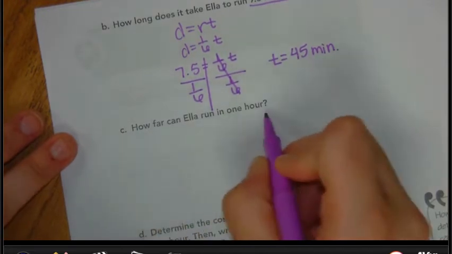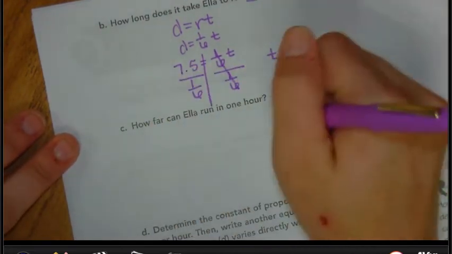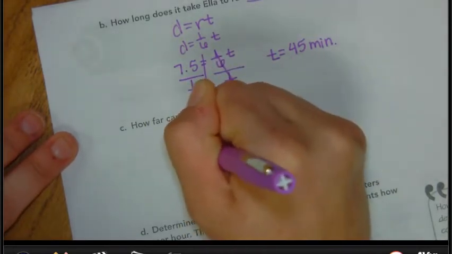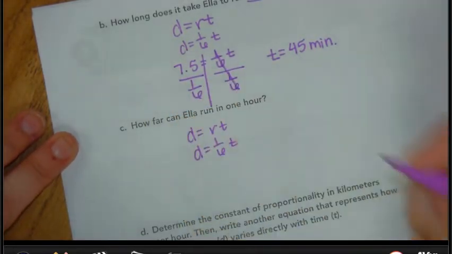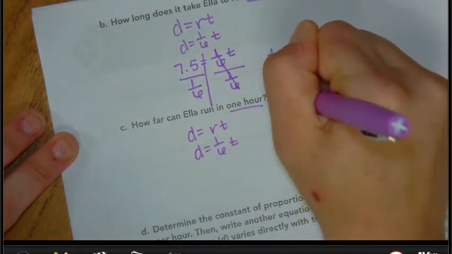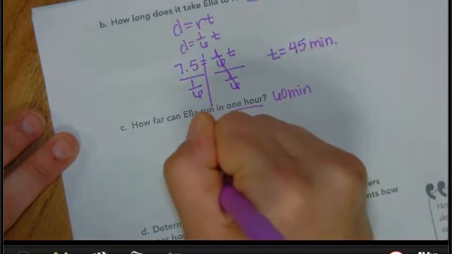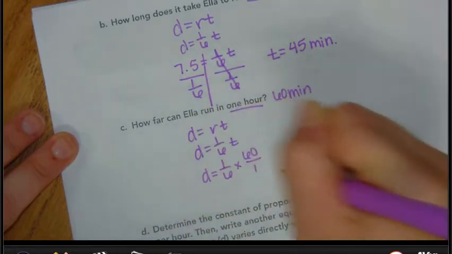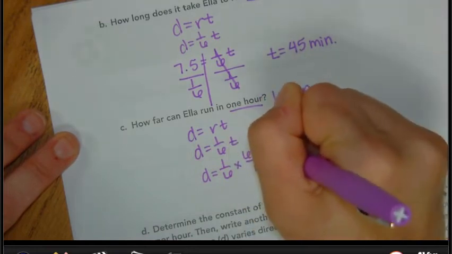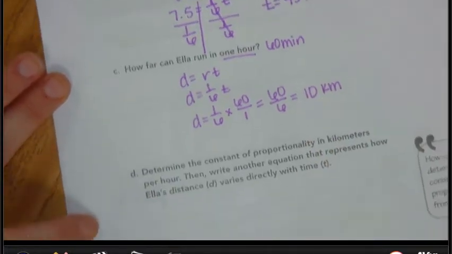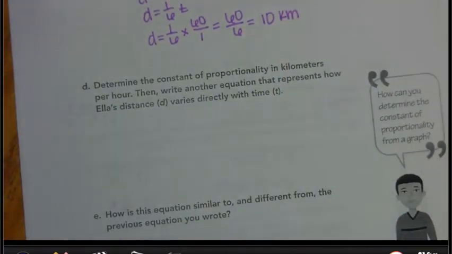All right, how far can Ella run in 1 hour? So D equals RT, D equals 1 over 6t. Well, we've been dealing with minutes. How many minutes are in an hour? There are 60 minutes in 1 hour. So D is equal to 1 over 6, and I'm going to write this as a fraction of 60 over 1 to get me 60 over 6, which is 10 kilometers. So she can go 10 kilometers in 1 hour.